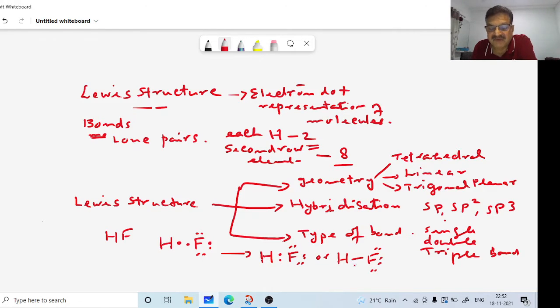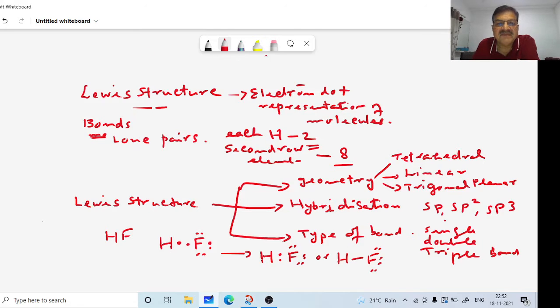For hydrogen and fluorine, or any atom as a matter of fact, once this bond is formed, it is a single bond. It is a 2 electron bond, represented by a solid line here. Now, how many bonds?